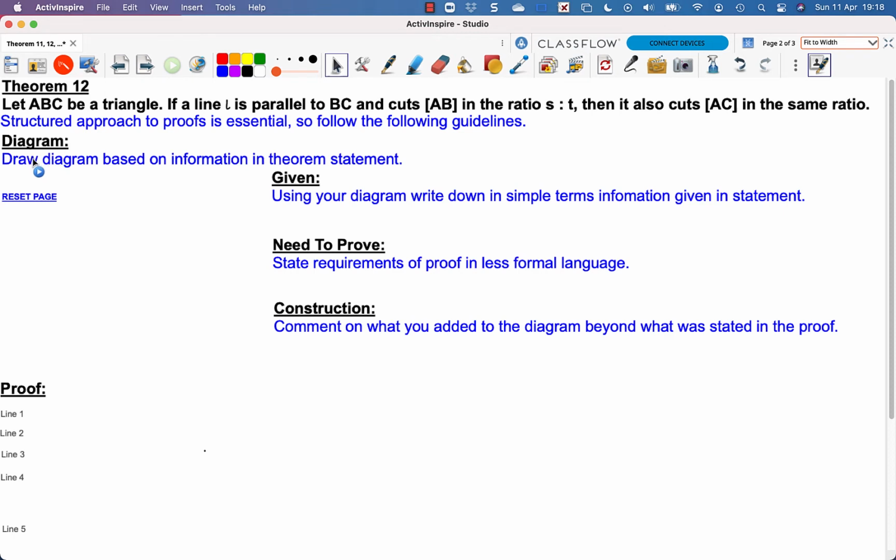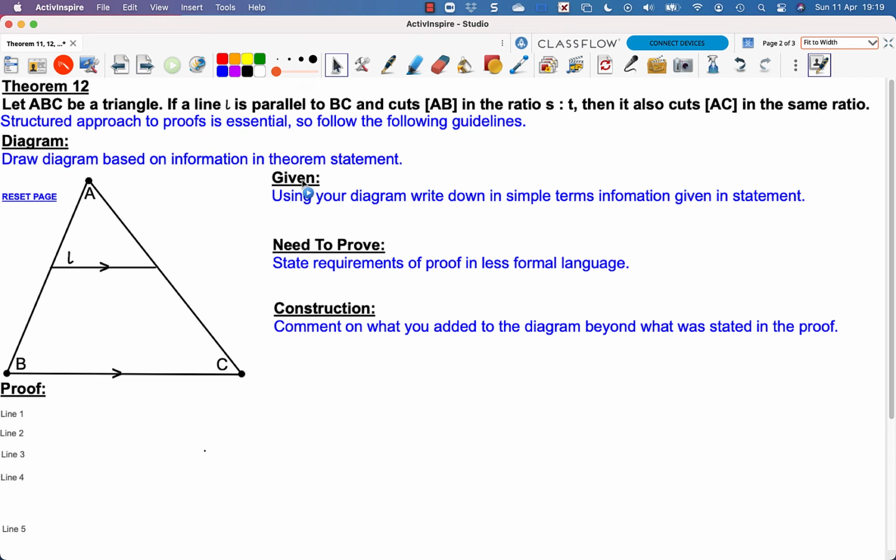So the first thing is, make sure we draw the diagram properly. Read the question again. It says triangle ABC, got it. There's a line L parallel to BC, got it. What's not on the diagram, but it's up here, is that the ratio of this section to the lower section is in the ratio of S parts to T parts.